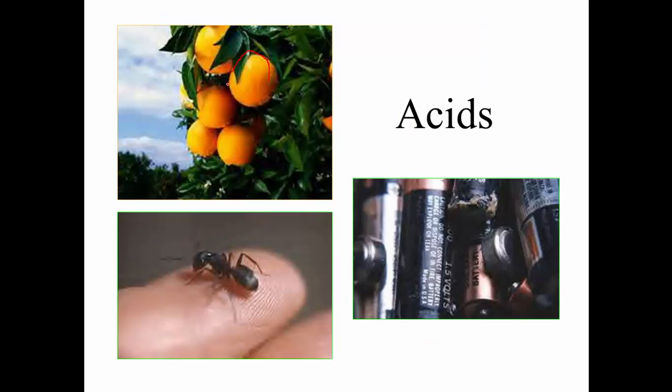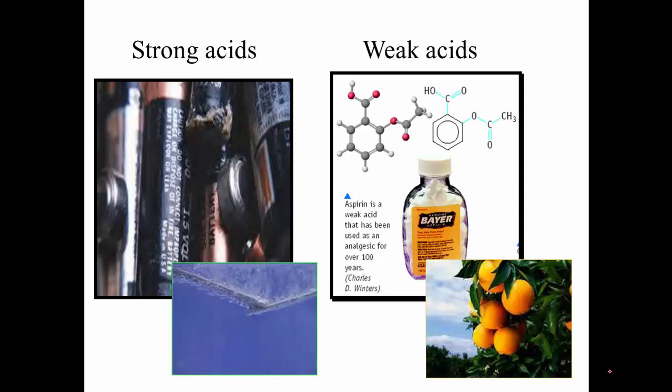So oranges and your fruits have ascorbic and acetic acid. Battery acid is primarily sulfuric acid. Ants, when they sting you, inject formic acid. That's where the burn comes from. You have things that are strong acids, like your battery acids, and of course, in the laboratory, we have HCl. You have weaker acids, like your ascorbic and citric acid, and then you also have substances that contain organic acids, like aspirin. Aspirin is a weak acid.